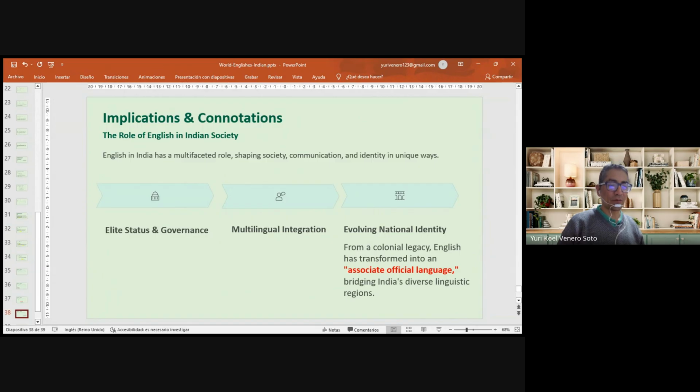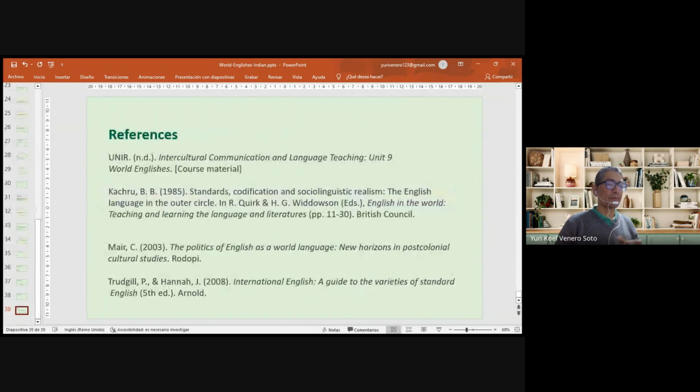It's an associate official language. Well, as you see in the references, we can say that Indian English is a variety of English. It has its own norms. It has its own phonetics, phonology, and rules. And it's just one of the Englishes in the world. It must be respected, it must be used, and seen as a variety of English.